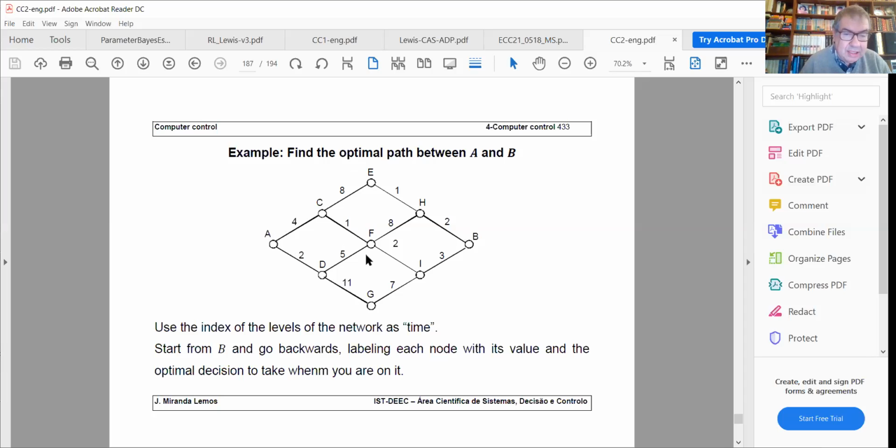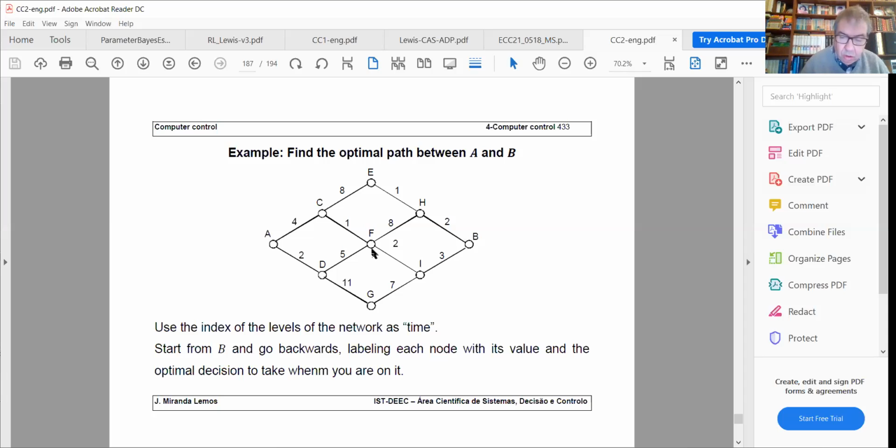So let's apply dynamic programming to this to find the optimal path between A and B. And remember, what is the idea? The idea is that you take some state, for instance, F or any other state, and you want to label F with two things. One is the optimal cost of going from F to B, and the other is the correct decision that you should take when you come at F.